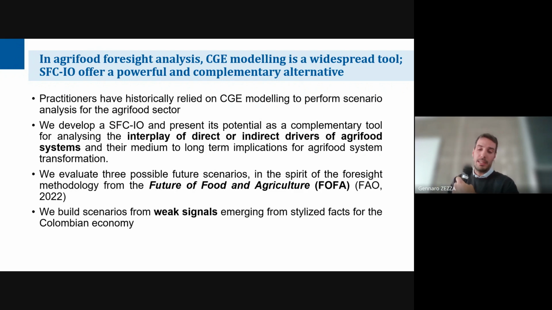We look at some historical trends, as most of you have done and presented in these days. We look at historical trends and we try to model them as weak signals, so challenges for the future, and look at how these weak signals can be addressed and what the results are using the stock flow consistent methodology.